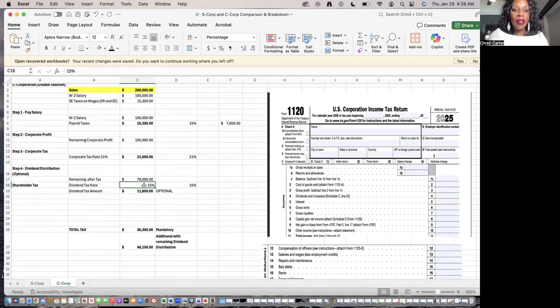Some people leave the money in. And if you leave this $79,000 in your corporation, then there is no tax to pay. However, if you take the money out, you're paying tax again. You're paying it on an individual level, and you're also paying it on a shareholder level. So these are both individual levels, so you're paying it twice on top of the corporate tax rate of 21%.